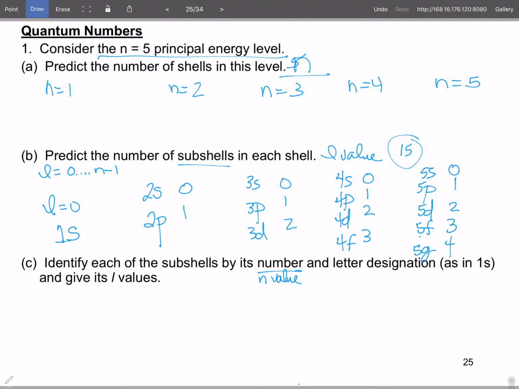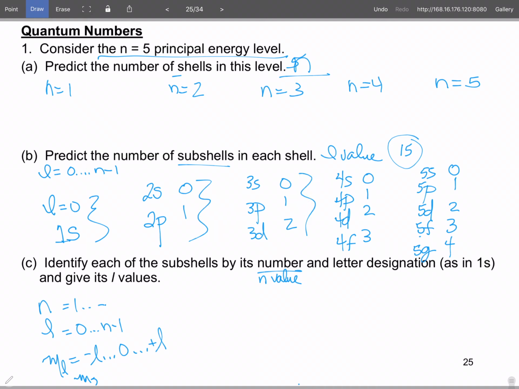If you notice, it all streams down from n, L, and m sub L. n is 1 up, L is 0 up to n minus 1, and then m sub L is equal to minus L up through 0 to plus L. And then we would do m sub s, which doesn't play into here, other than we could say that each orbital has, each subshell, and this would be a shell. Your subshells are each group.